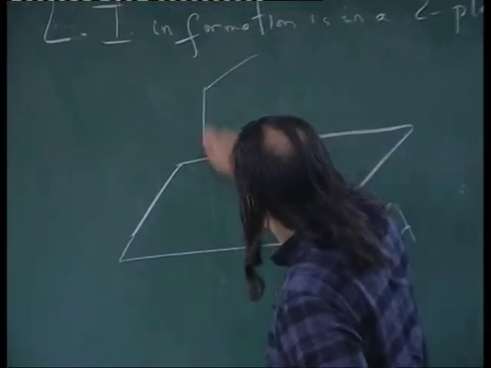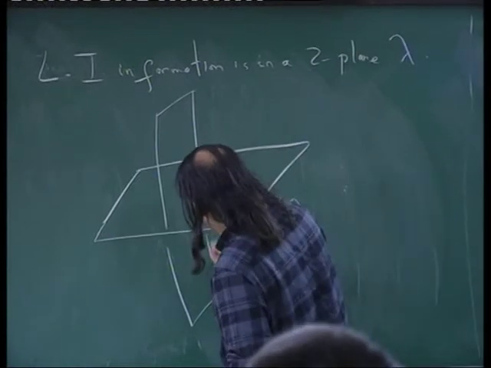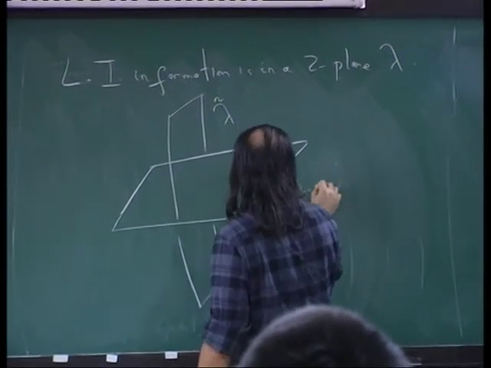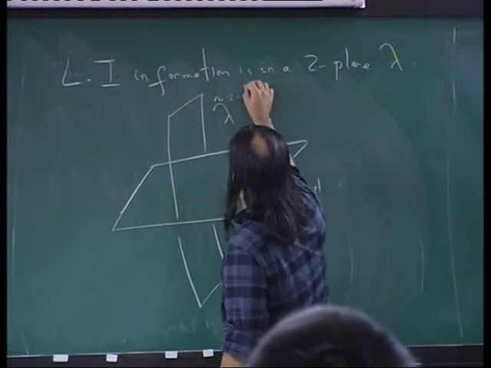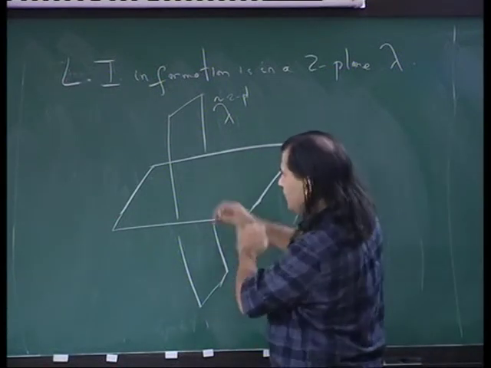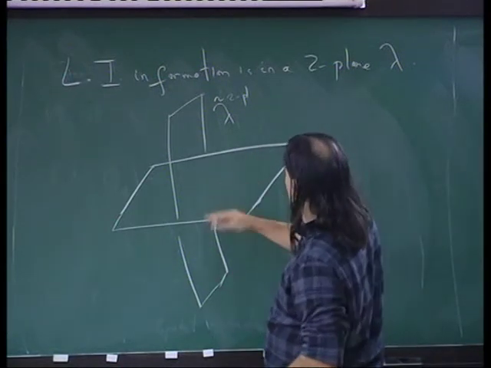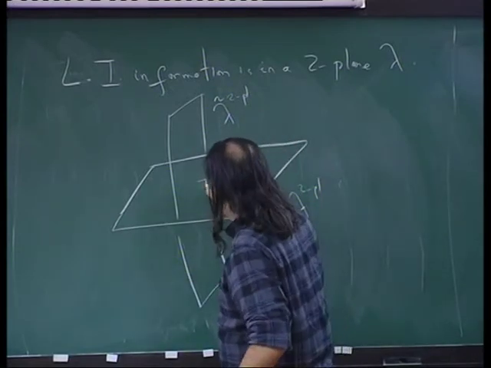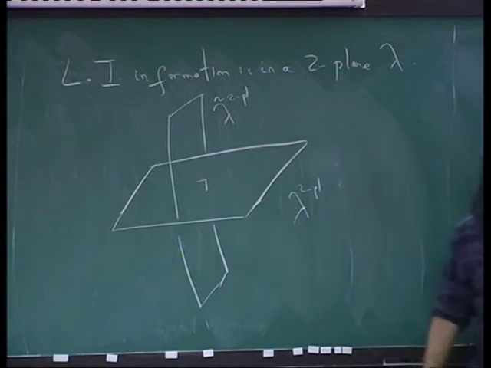All right, there's also some plane lambda tilde. I'm just sort of drawing it schematically here. So this is a two-plane. That's a two-plane. Now, why did I draw it? This doesn't quite mean anything, as we'll see. I can't really draw it on the board, I'm being a little schematic here. But why did I draw it to make it look like they're orthogonal to each other?